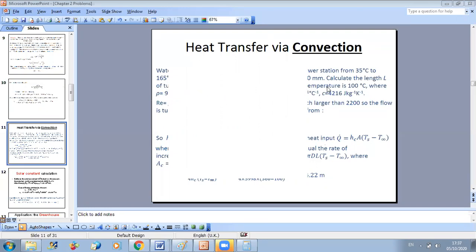The mean temperature of the fluid is 100 degrees, where rho is 960 kilogram per meter cube. The viscosity is given to be 2.82 times 10 minus 4 meters square per second. The Prandtl number is equal to 1.74. The conductivity is 0.68, and the specific heat is 4,260.